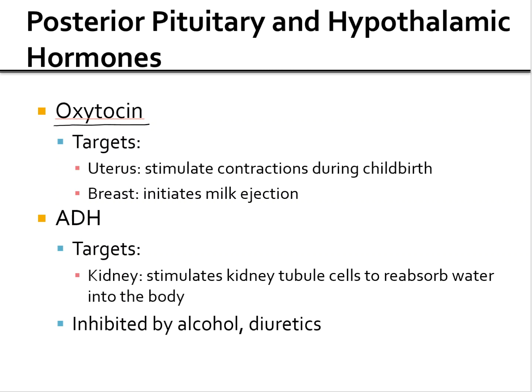ADH, also known as antidiuretic hormone, is another hormone released from the posterior pituitary, and its role is to target the kidneys. It targets the tubules within the kidneys, and we'll talk about this when we get to the urinary system. The kidneys are made up of a whole bunch of tubules, and ADH triggers the tubular system to reabsorb water into the body. As ADH increases, we bring more water back into the body.